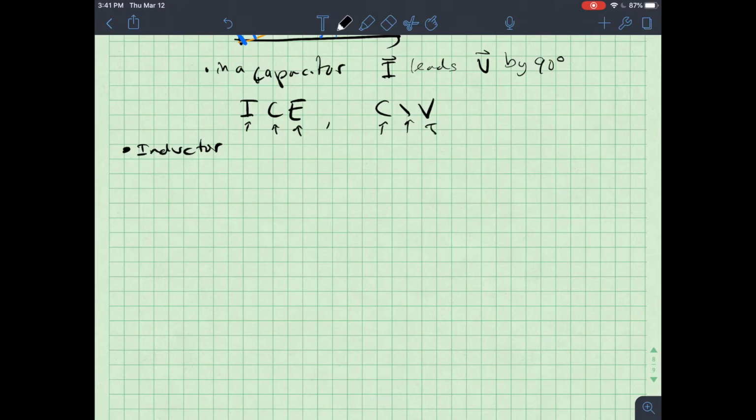So in this situation, I'm going to let I equal Im cosine of omega t plus phi.